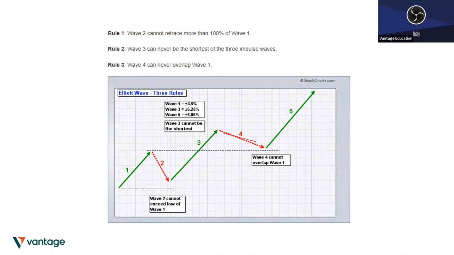Wave 4 cannot overlap wave 1. So you see this swing high of wave 1. Wave 4 cannot surpass or cannot touch that zone, okay, at all. It cannot touch this zone at all. So it needs to do this, then miss wave 1 and continue. So this is wave 4 cannot touch this zone, and wave 2 cannot surpass this zone, and wave 3 cannot be the shortest. Okay, everyone good for now?